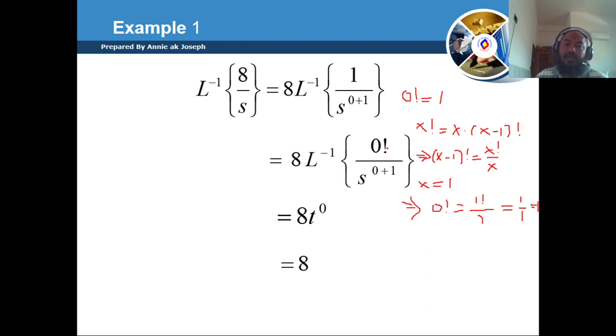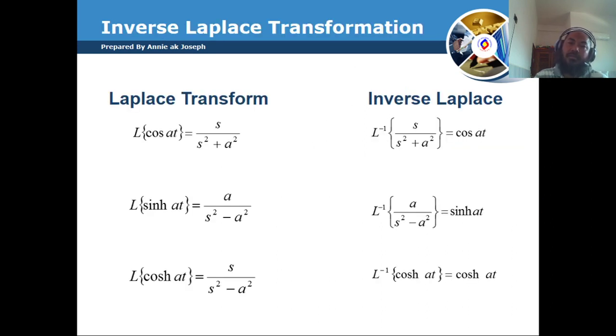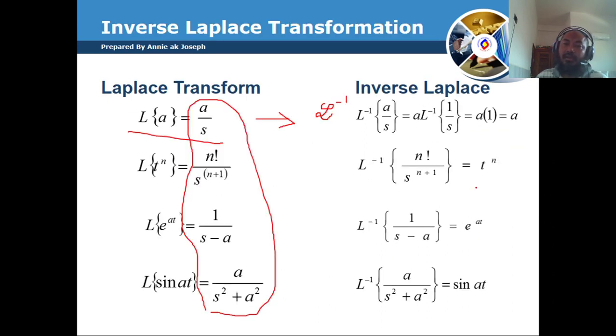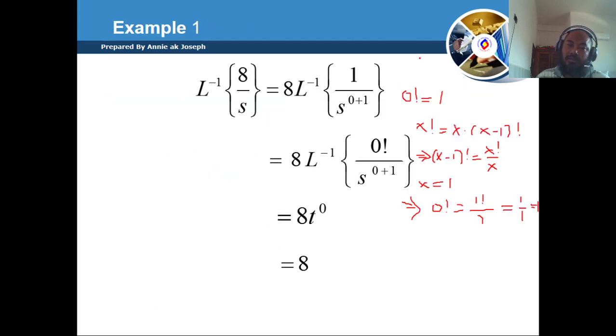So 0 factorial divided by s to the power 0 plus 1, and then back to our table here, you can see this one will be 0, this one will be 0, and this one will be 0. So that's why the inverse Laplace becomes t to the power 0, which is 1. So the inverse Laplace of 8 divided by s is equal to 8.